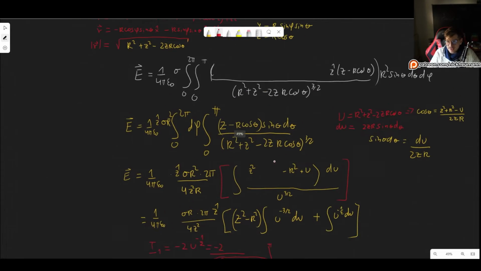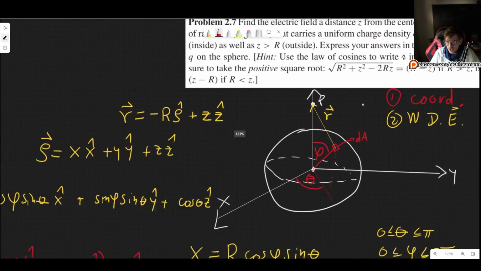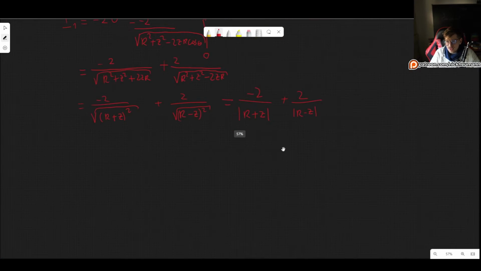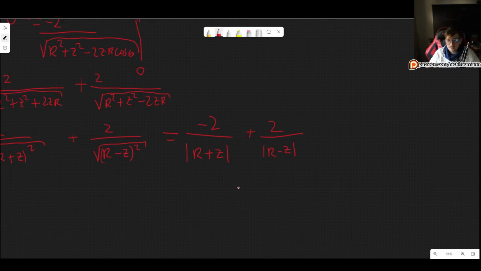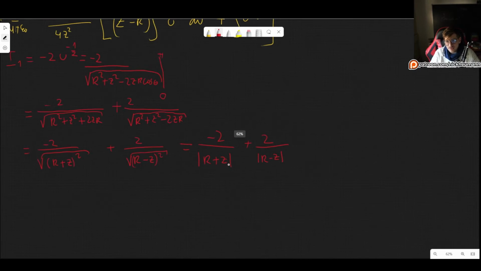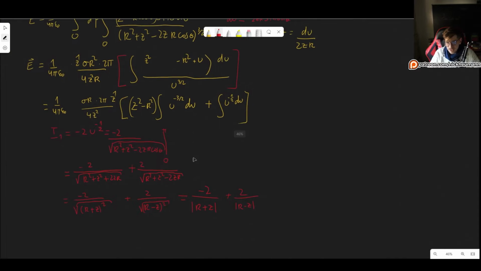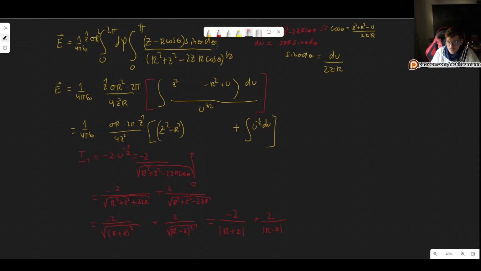Of course, our example is in the case where z is positive. We clearly defined the point z to be positive. But if you want this to be valid for any single point in space, you should do it like this, and then you can check for particular points. Okay, so this integral gives us minus 2 divided by the absolute value of r plus z plus 2 divided by the absolute value of r minus z. There we go.